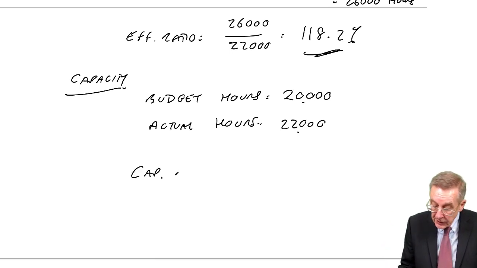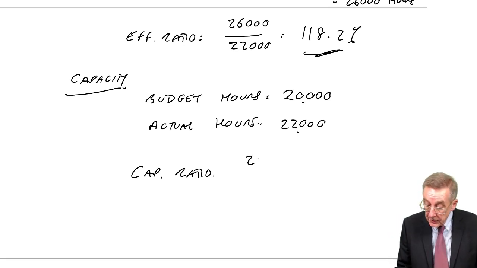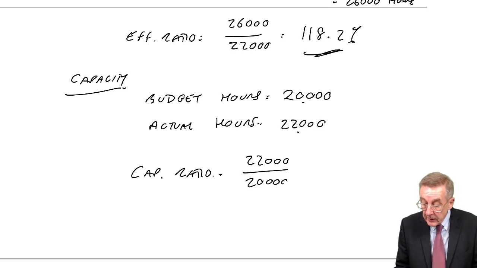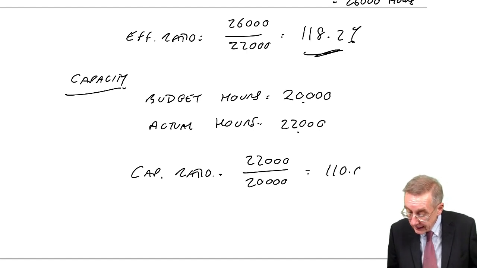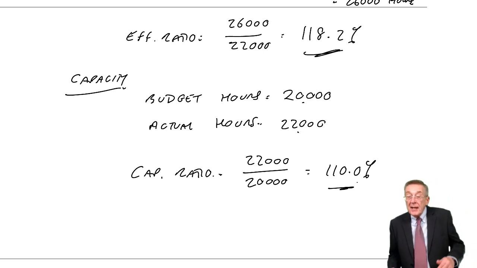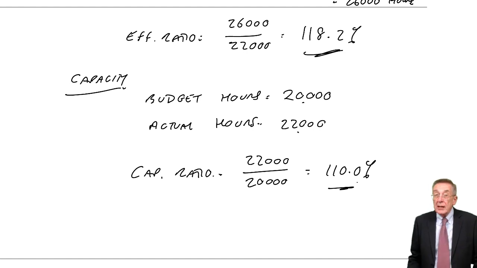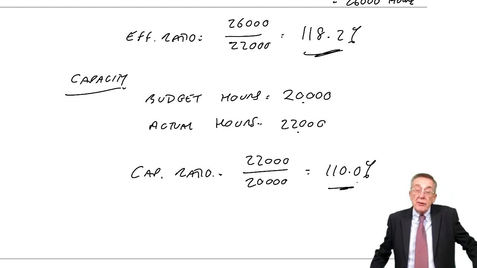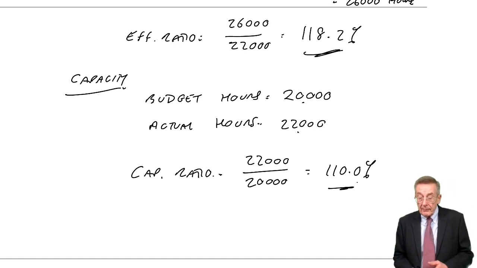The capacity ratio is the actual hours they worked, 22,000, over the budgeted hours of 20,000, which again as a percentage is 110%. And so the higher that is above 100%, the more hours we've managed to get. If that's below 100%, it means for whatever reason, we got fewer hours of work than we were actually hoping for.